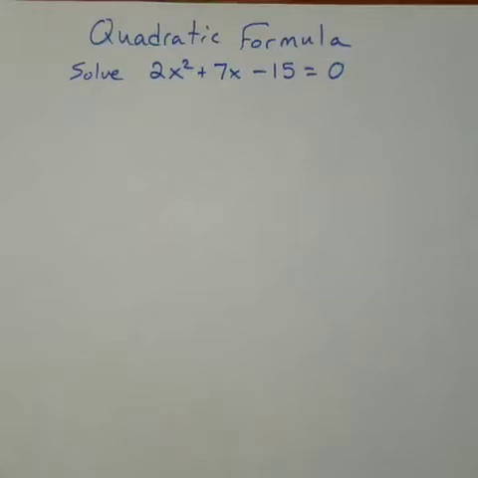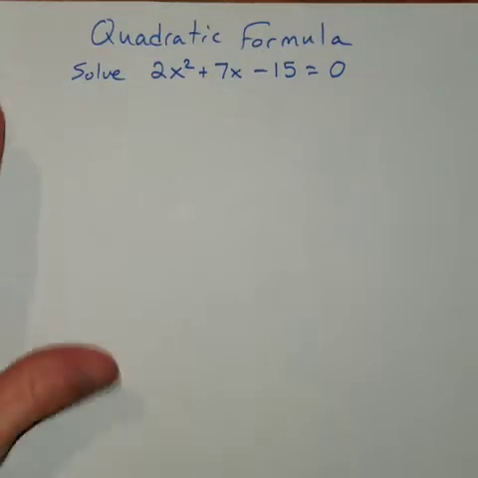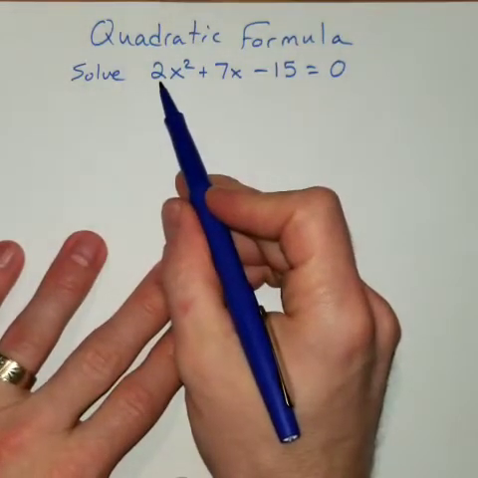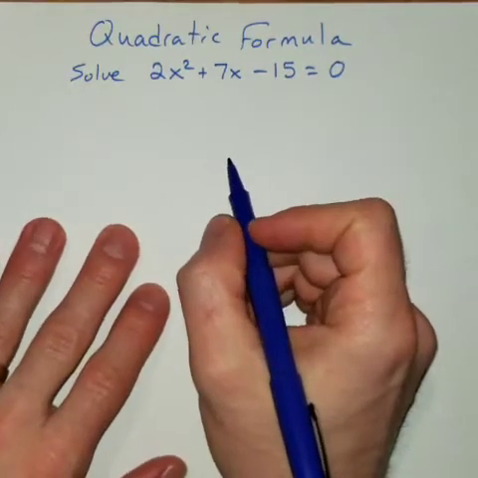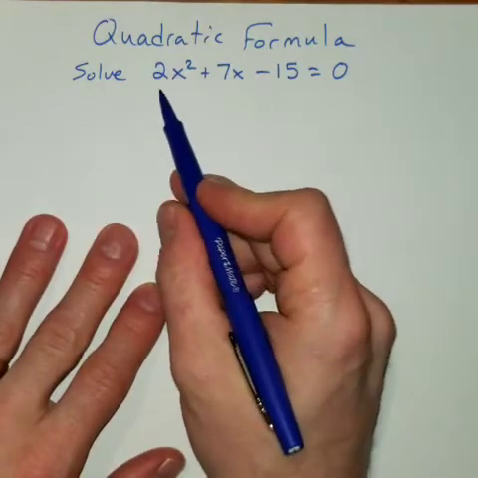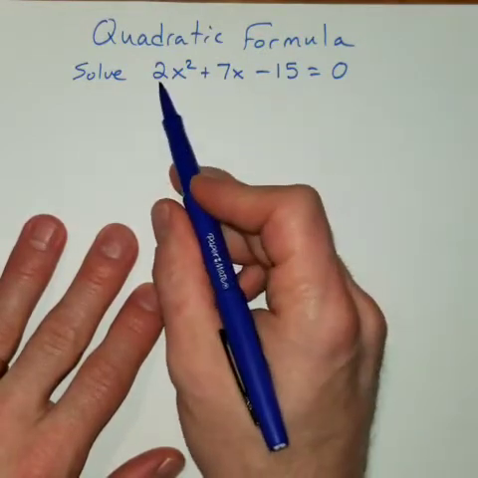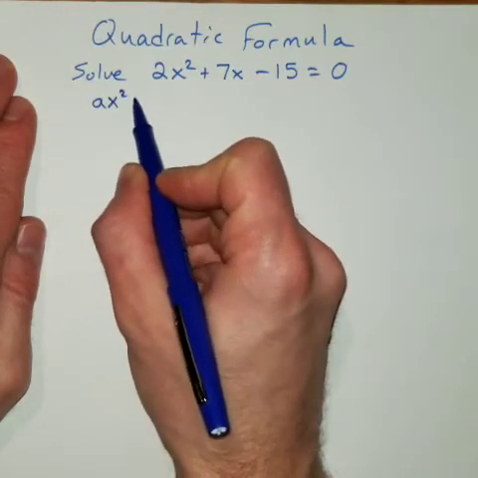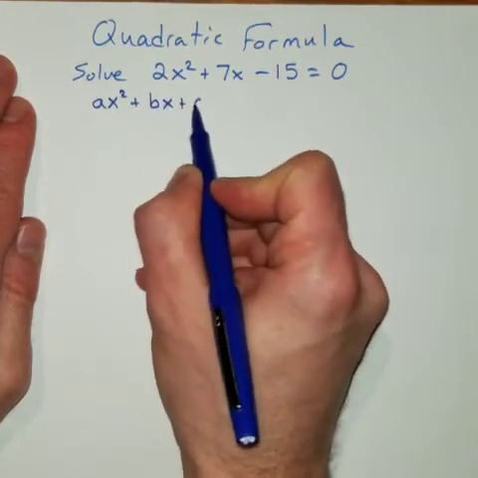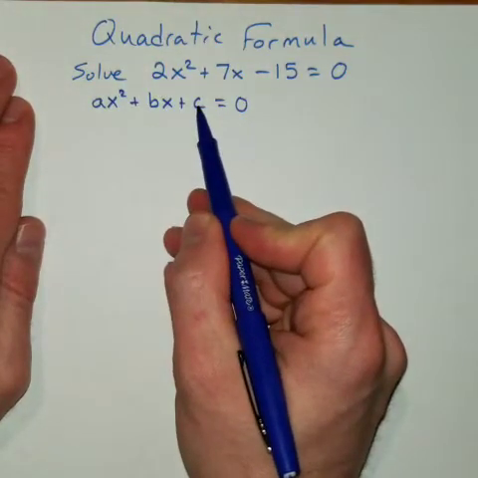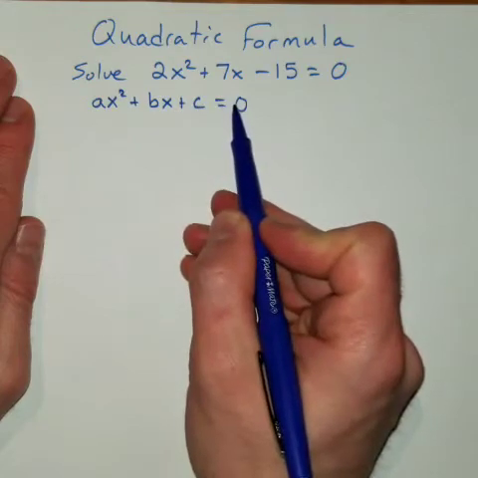Right, so I'm going to run through a few examples of the quadratic formula just so you can get a feel for how it works. This first example, I have 2x squared plus 7x minus 15 equals 0. Again, in order to use the quadratic formula, you must have your equation in the form of ax squared plus bx plus c equals 0. You must have all the terms expanded on one side and a 0 on the other.